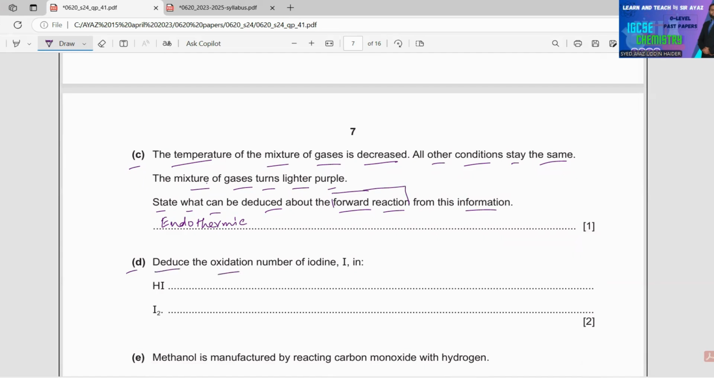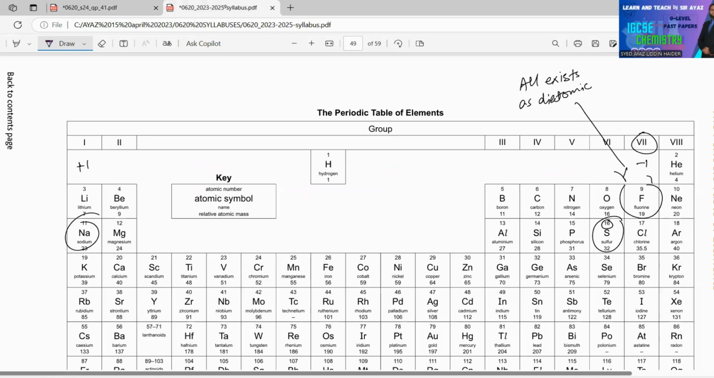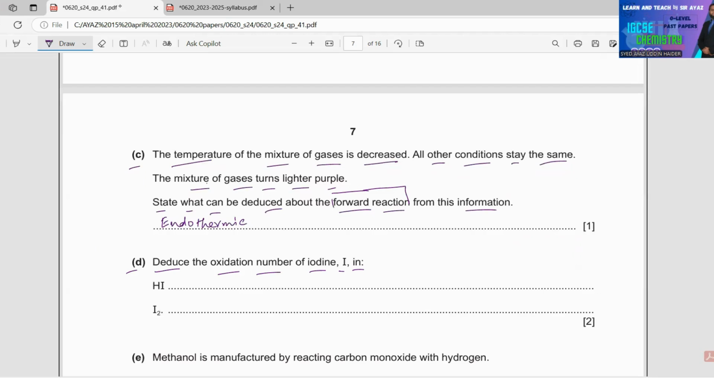D. Deduce the oxidation number of iodine in HI. Whenever hydrogen is attached to a non-metal, it must be carrying plus charge. So iodine must be carrying minus charge, which is the oxidation number of iodine here. So you write -1. In I2, it must be 0, as there is no charge on I2.